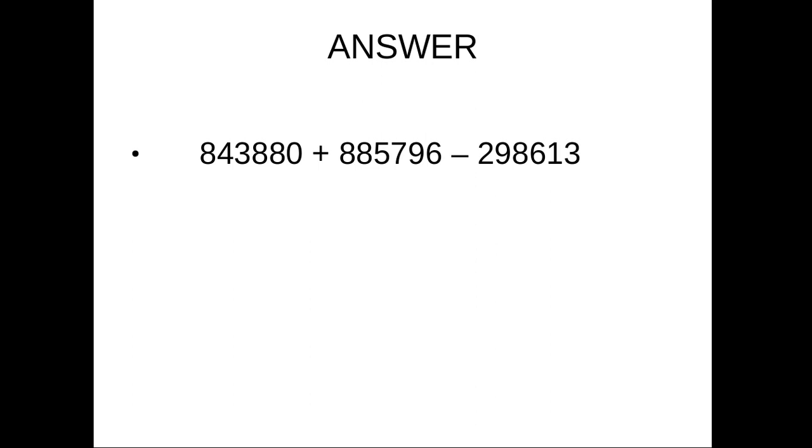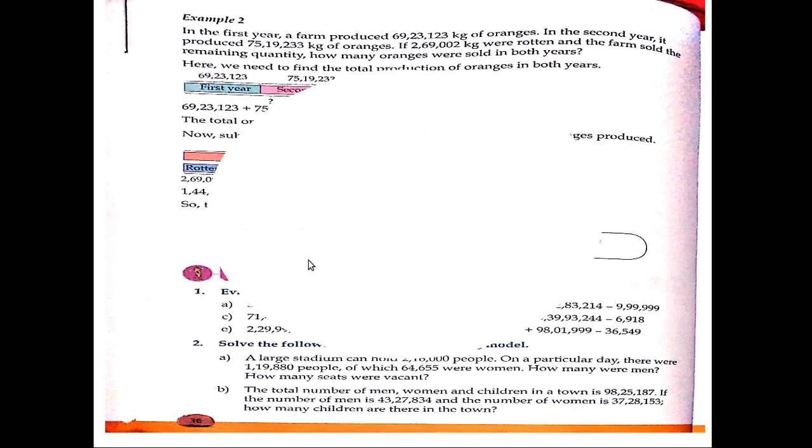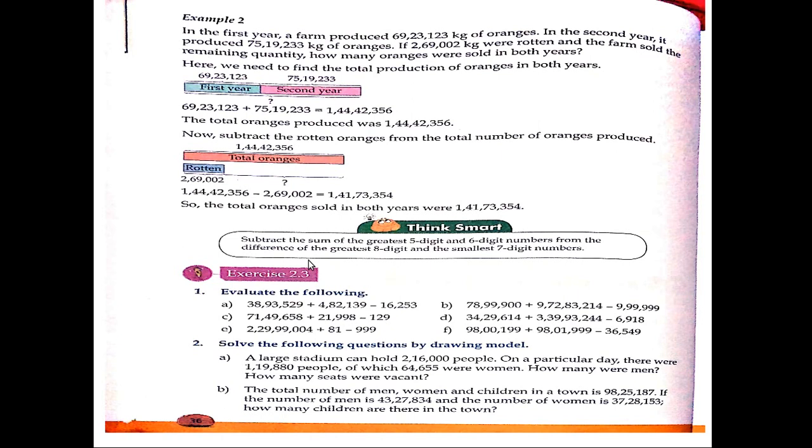After adding these two numbers we get 17,29,676. Then we have to subtract 2,98,613, and then we get our answer 14,31,063.